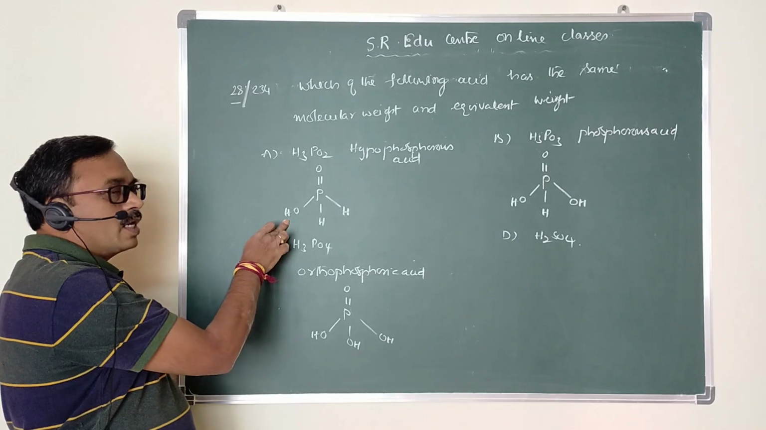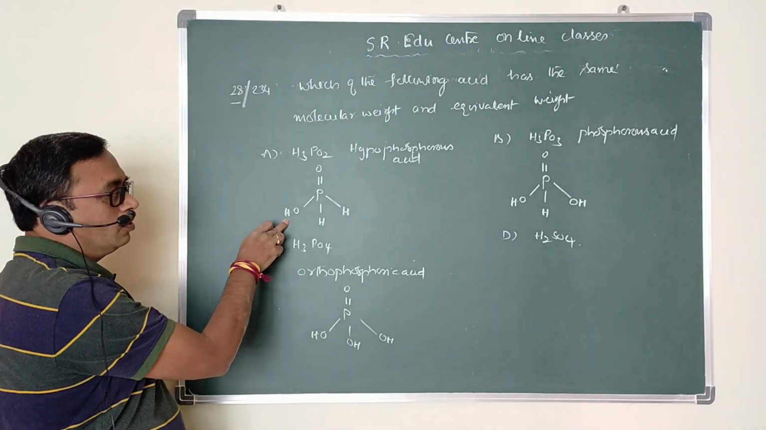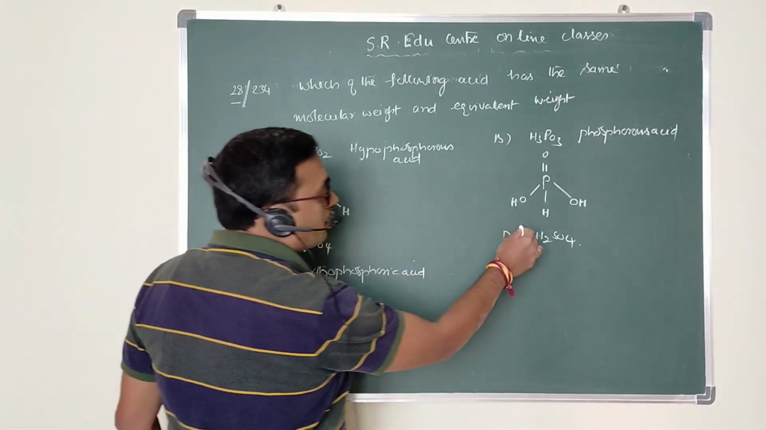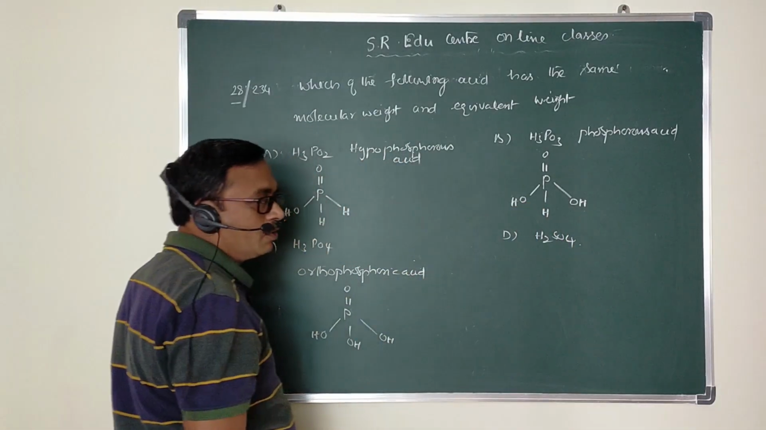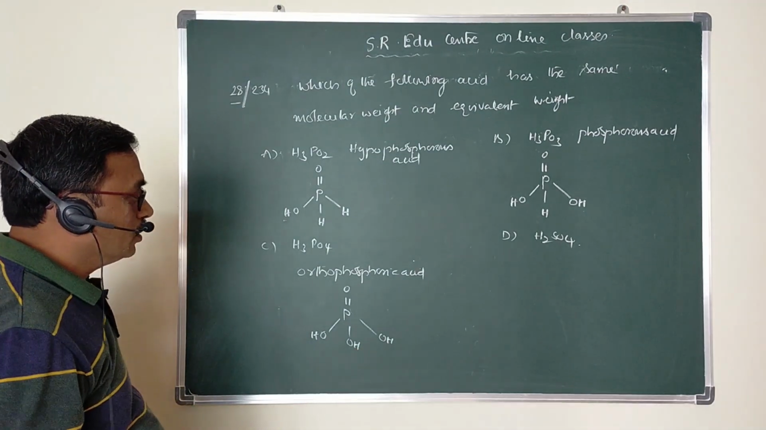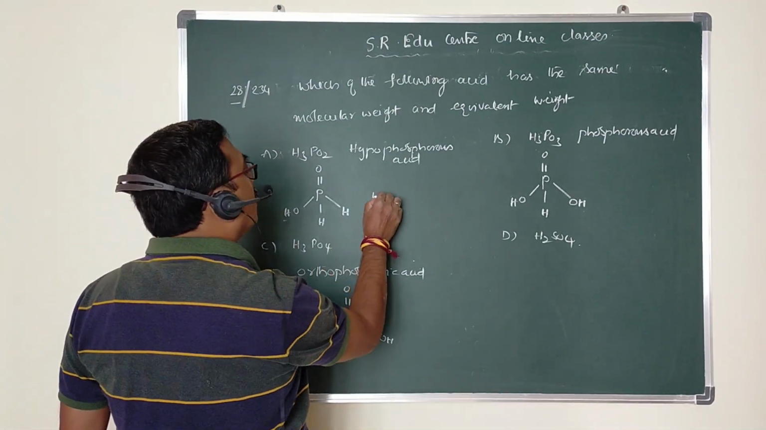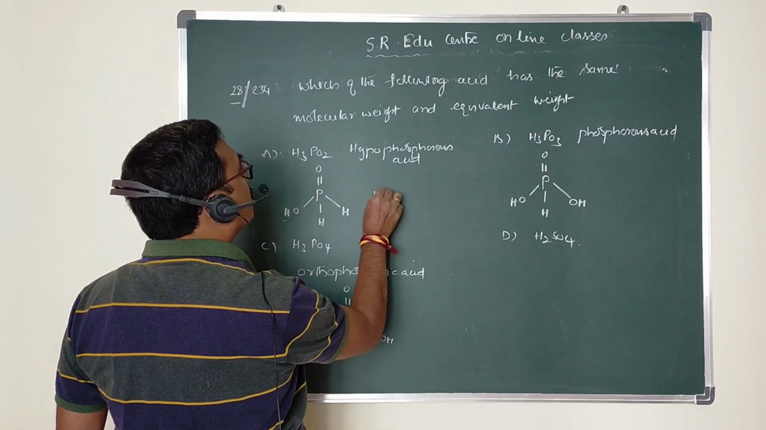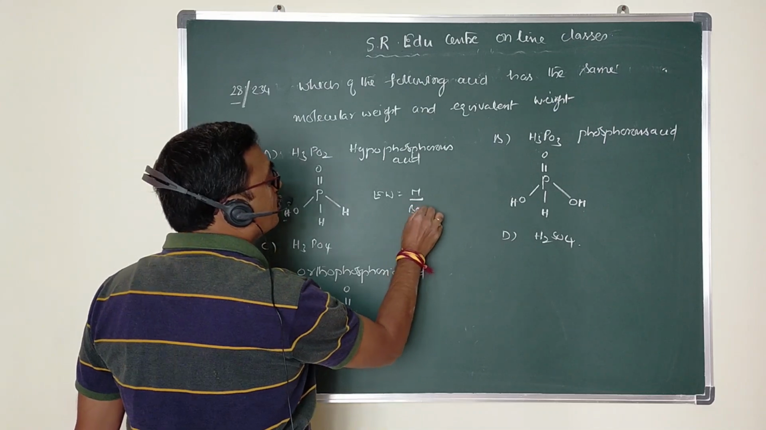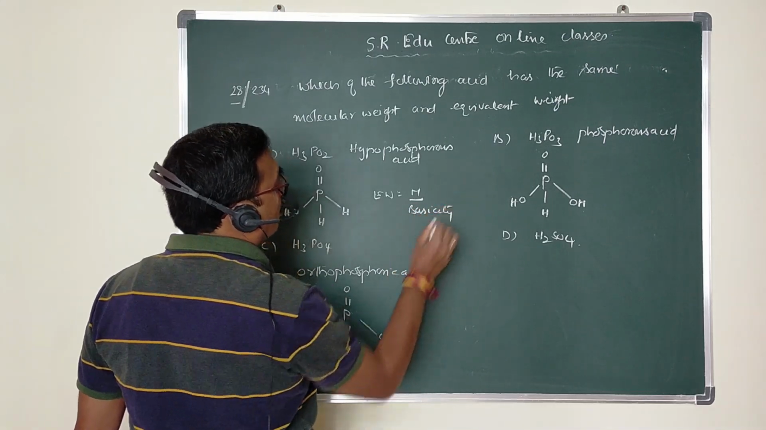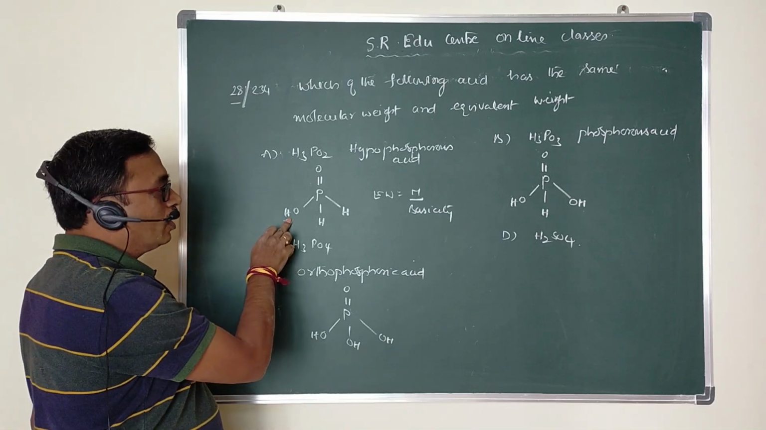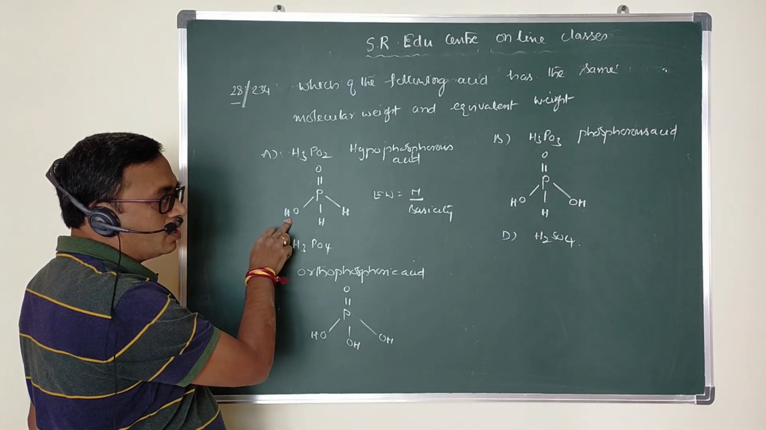The hydrogen which is directly attached to the oxygen is ionizable. Therefore, its basicity is 1. In phosphorus acid, there are 2 ionizable hydrogens. In orthophosphoric acid, there are 3 ionizable hydrogens. Therefore, here equivalent weight is equal to molecular weight by basicity. Here basicity is 1, since only one replaceable hydrogen is there, or n factor is 1.